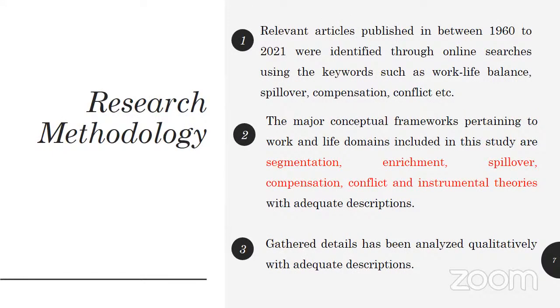Research methodology. Relevant articles published between 1960 and 2021 were identified through online search using keywords such as work-life balance, spillover, compensation, conflict, etc. The major conceptual frameworks pertaining to work and life domains included in this study are segmentation theory, enrichment theory, spillover theory, compensation theory, conflict theory, and instrumental theory with adequate descriptions. Gathered details have been analyzed qualitatively with adequate descriptions.